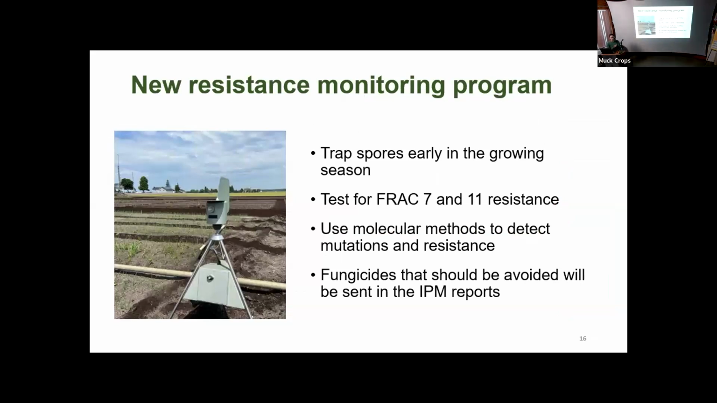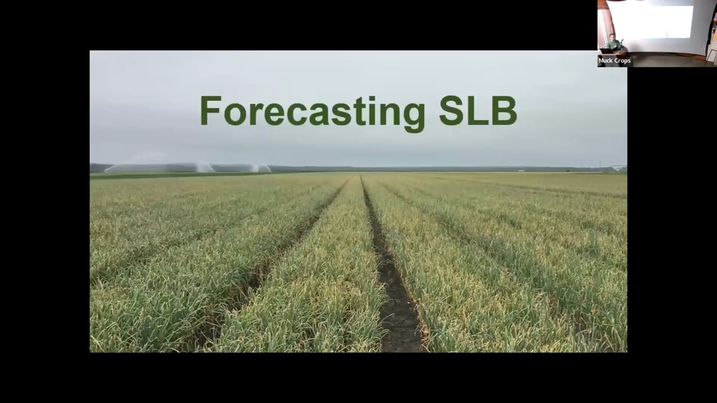Then we're going to be starting, hopefully this year, a new program to monitor resistance and hopefully give you some updates more quickly. So we've developed a method where we can capture the spores of Stemphylium early in the growing season and then test these spores for resistance to the FRAC group 7 and 11 products. And then we can let you know in our IPM reports which products you should avoid applying that growing season due to the level of resistance.